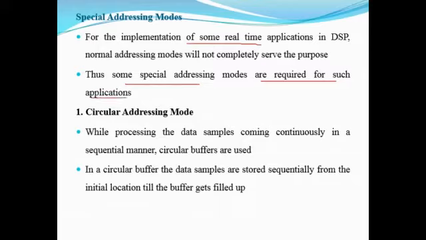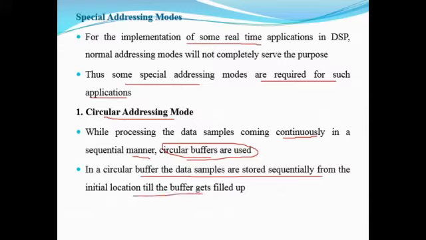So here what we have is circular addressing mode. While processing the data samples coming continuously in a sequential manner, we require circular buffers. So whatever data is flowing through as samples, if they are continuously considered in a sequential manner, we require a circular buffer to store it. So in a circular buffer, the data samples are stored sequentially from the initial location till the buffer gets filled up.